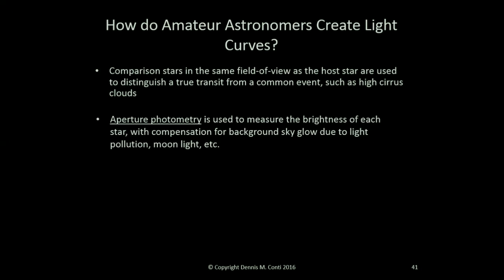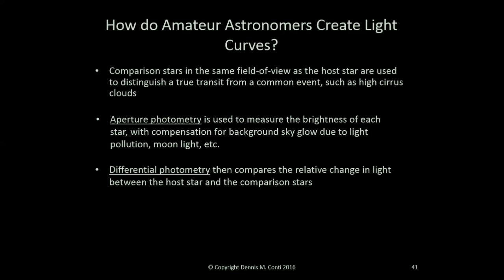Now, we measure the brightness of both the comparison stars and the host star using a technique called aperture photometry. And we'll see in a minute how this works, but aperture photometry compensates for background sky glow that might be due to things like light pollution, the moon, and so on. So aperture photometry around a given star computes more accurately the brightness of the star itself, taking away any counts of ADUs, for example, due to background sky glow.